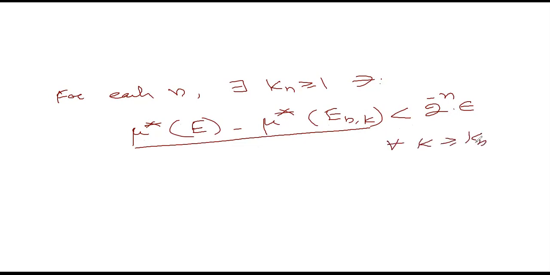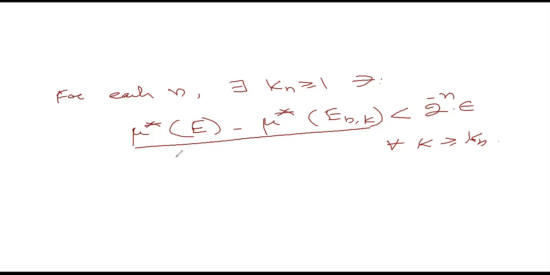Why do I choose k_n and not k naught? I could also choose k naught for each k greater than or equal to k naught, but this is true for each n, so if I vary n, I can choose different values. Suppose for n equal to 1, for each epsilon positive I can find k_1 such that for k greater than or equal to k_1, mu star of E minus mu star of E_{1,k} is less than 2 power minus 1 into epsilon. For n equal to 2, I can find k_2 such that mu star of E minus mu star of E_{2,k} is less than 2 power minus 2 into epsilon.